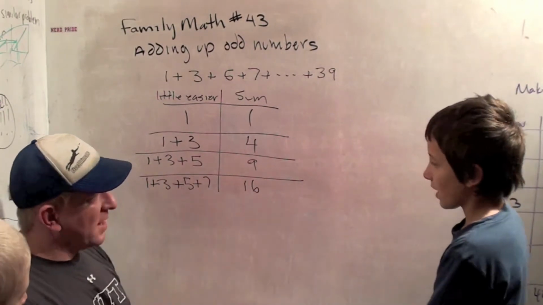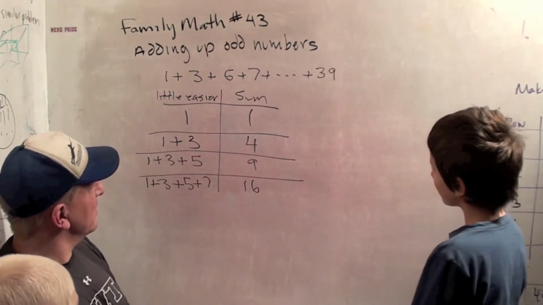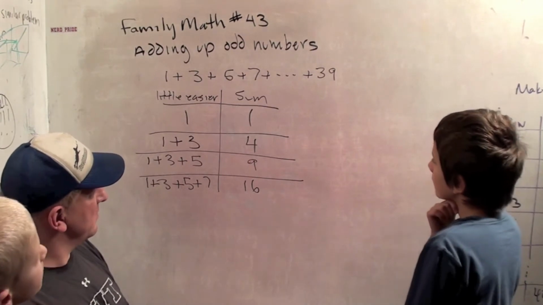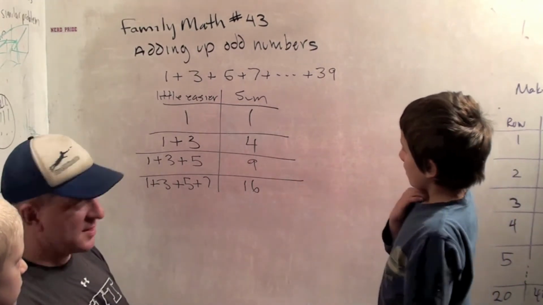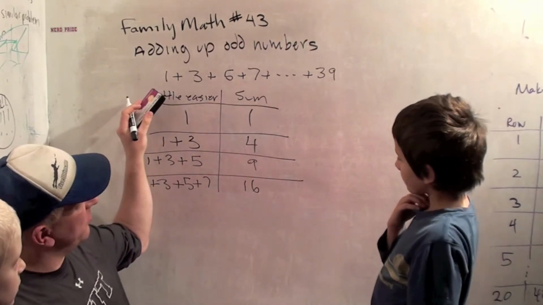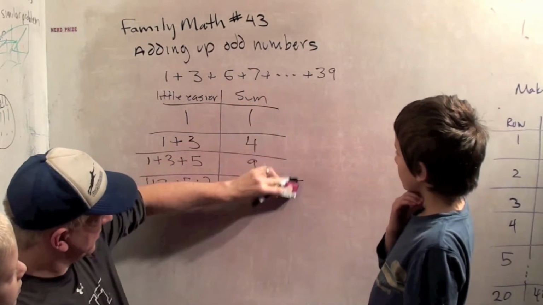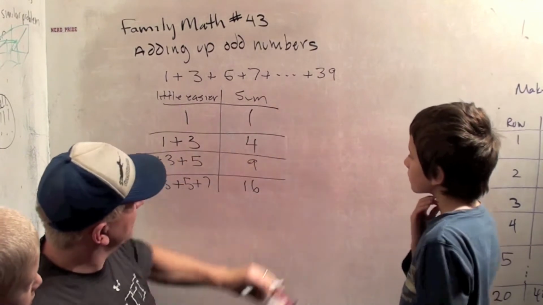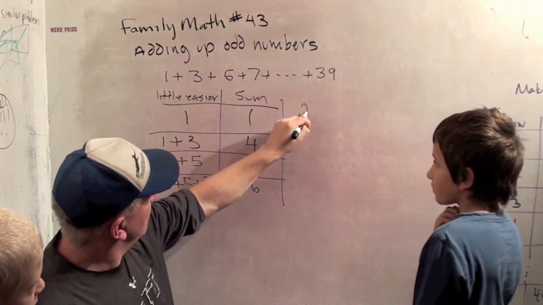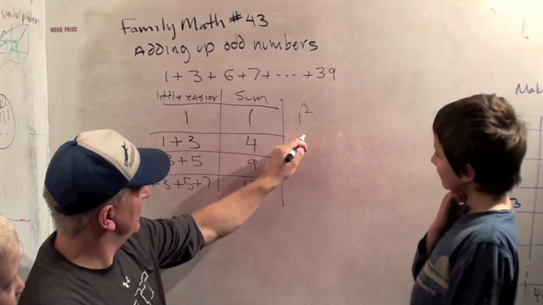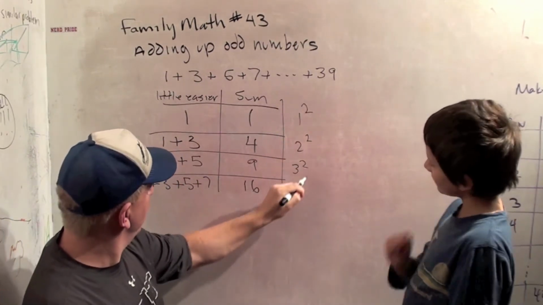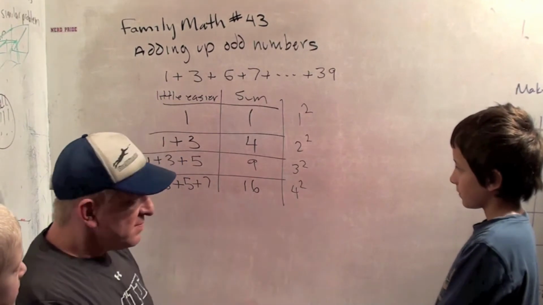Just 16. I see something. How interesting. Okay, what do you see? Well, these are perfect squares. So it looks like the sum, when you add the odd numbers starting from 1 up to some number, you always get a perfect square. Now the question is, what perfect square do you get? 1 squared, 2 squared, 3 squared, 4 squared.